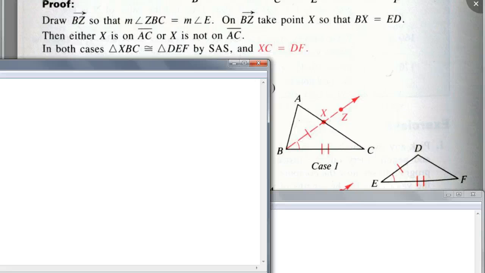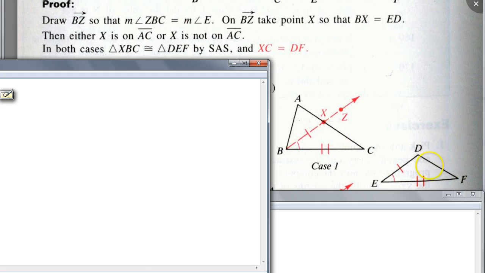Tony? X is not on AC. Yeah, it's not on AC. It could be inside the triangle or outside the triangle. It doesn't matter. There are two cases: X will be either on AC or not on AC. Does that make sense? So if X is on AC, this is case 1. It is easy to show that AC, isn't that what we want to prove?